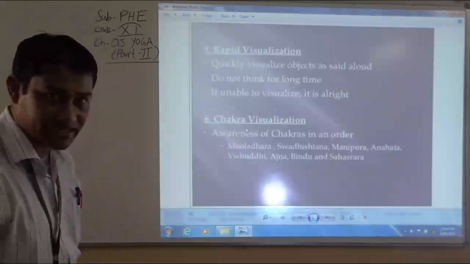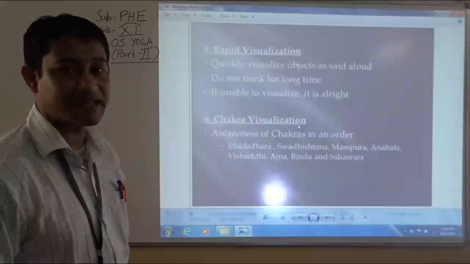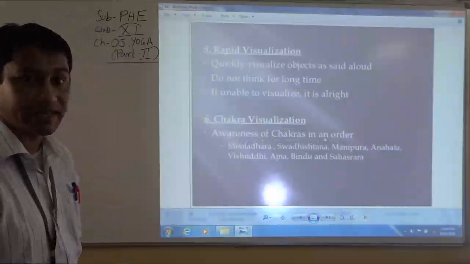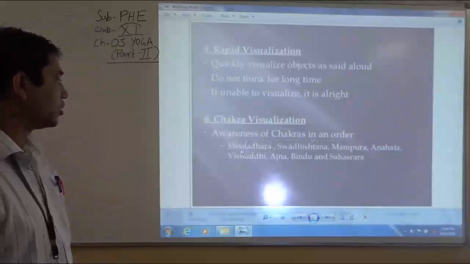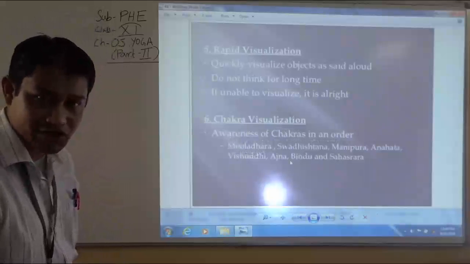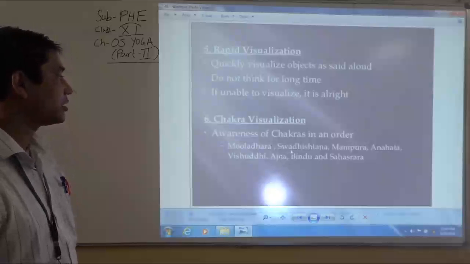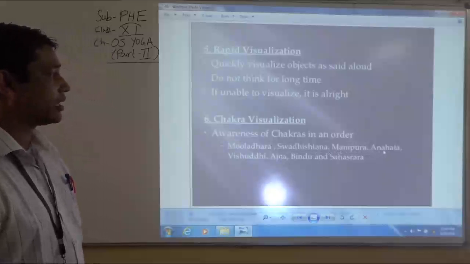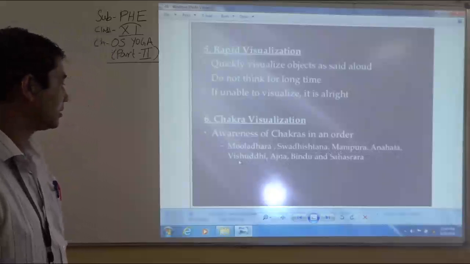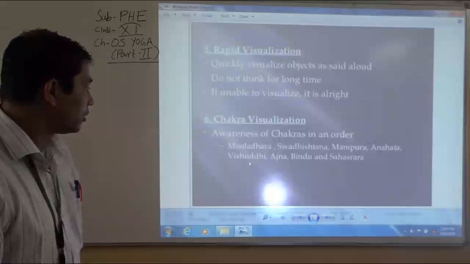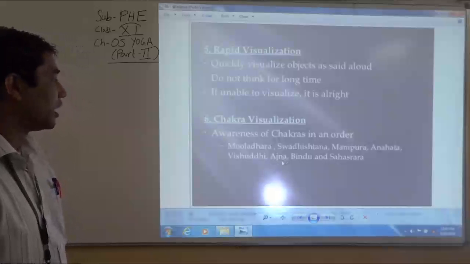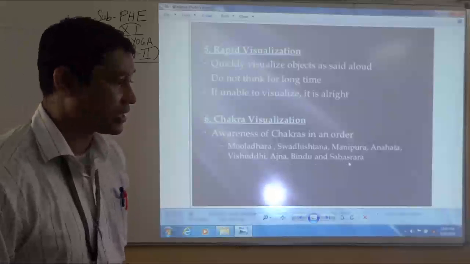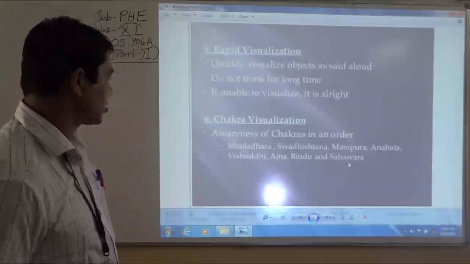Then the sixth stage is chakra visualization. That is, awareness of chakras in an order. So these are all chakras, students. That is Mooladhara, Swadhisthana, Manipura, Anahata, Vishuddhi, Ajna, Bindu and Sahasrara. So these are the various chakras.